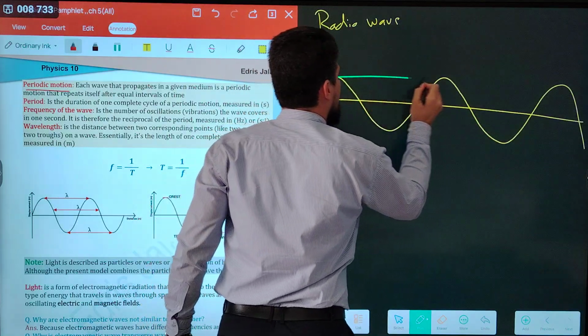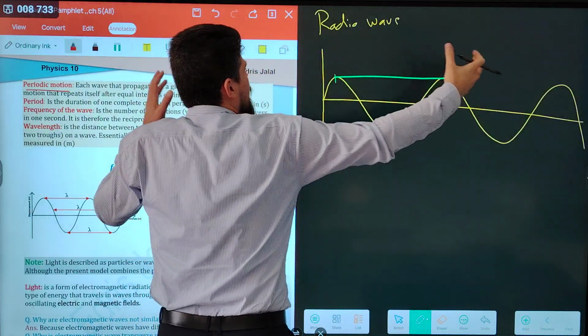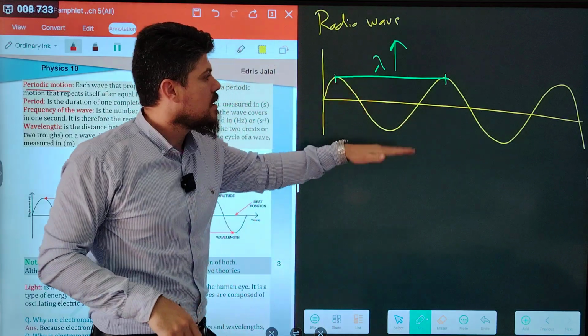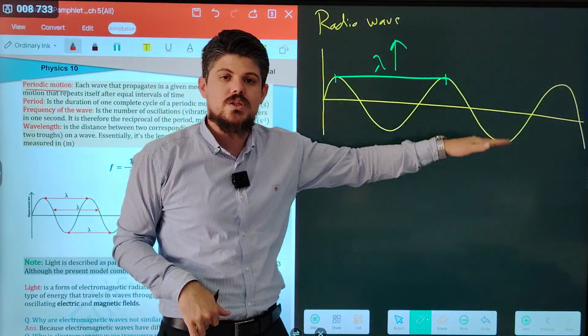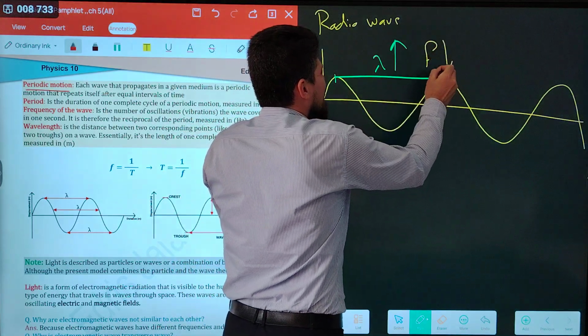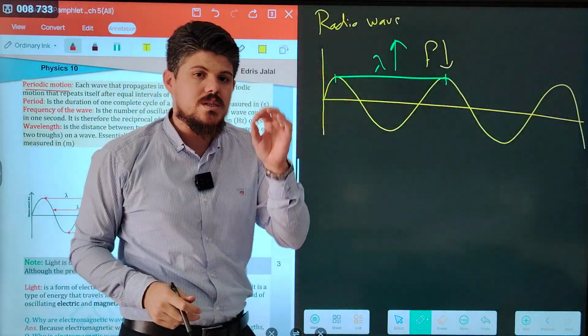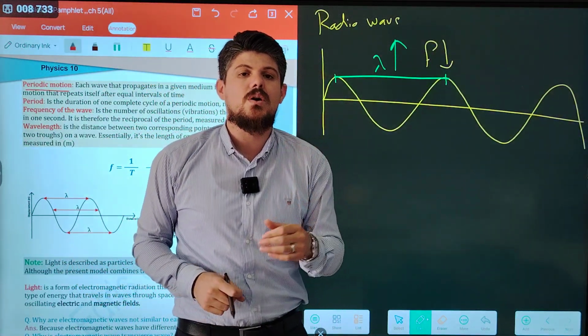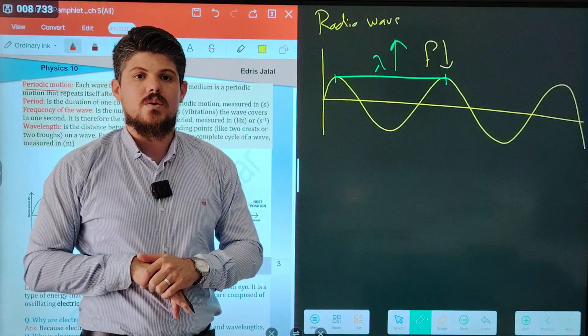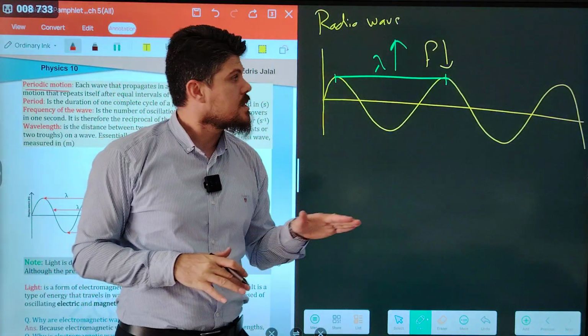Longest wavelength. It means more separation between crests, but fewer vibrations, so less frequency. More wavelength, but less frequency. What I mean by frequency is the number of ups and downs the wave makes in one period, in 1 second. Okay?